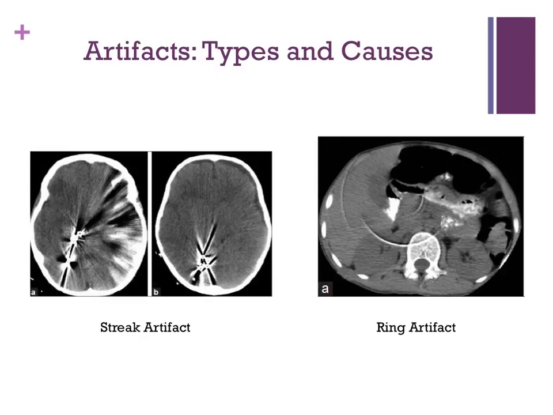And I just wanted to lay out a few pictures here. The one on the left is the streak artifact, which you can see right in here, especially. And then on the right, we have the ring artifact. You can see right in there.